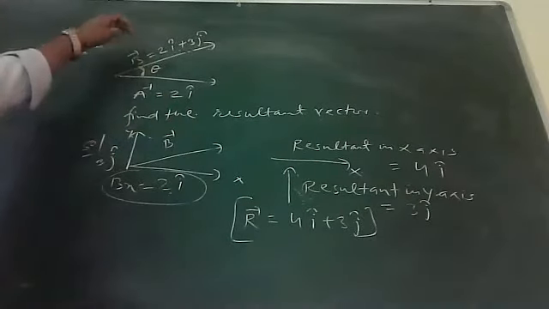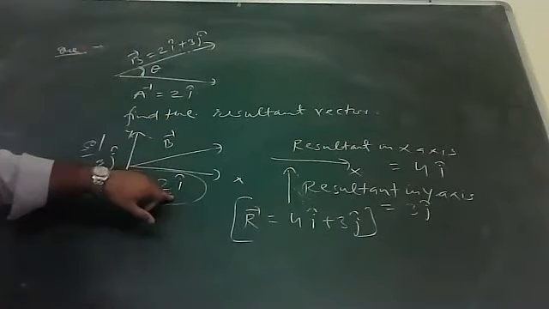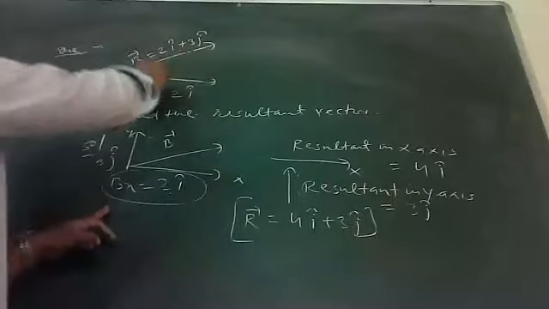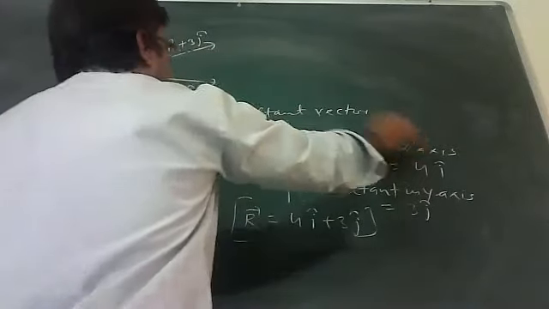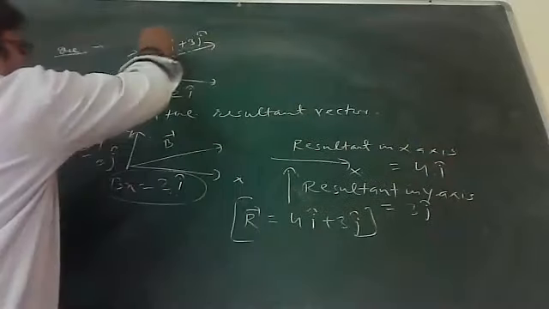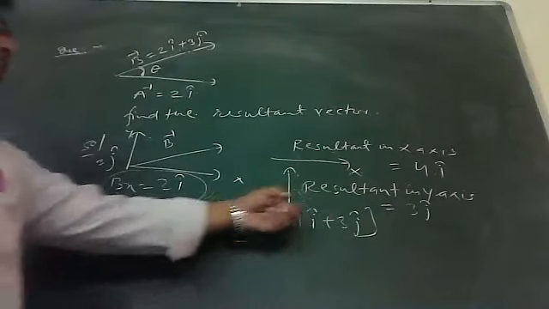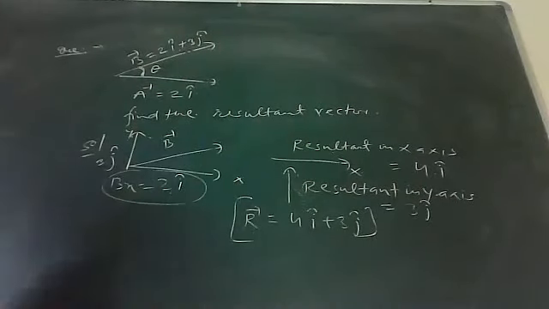I find it. The component of B vector in the x-axis is 2i cap. The component of B vector in the y-axis is 3j cap. A vector is already available in the x-axis, that is 2i cap, plus 2i cap. The resultant in the x-axis is 4i cap. In the y-axis there is only 3j cap. So the expression of the resultant is 4i cap plus 3j cap. If you find the magnitude, that will be 5.